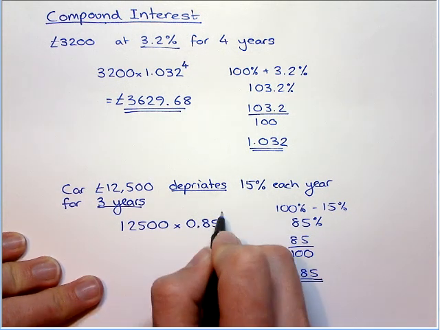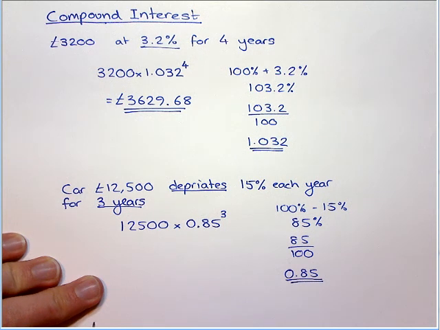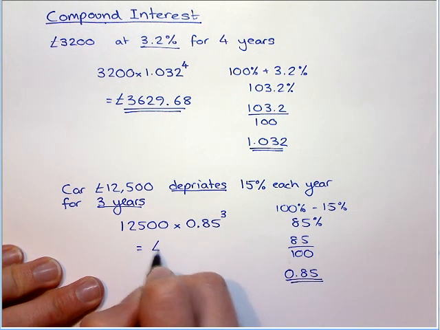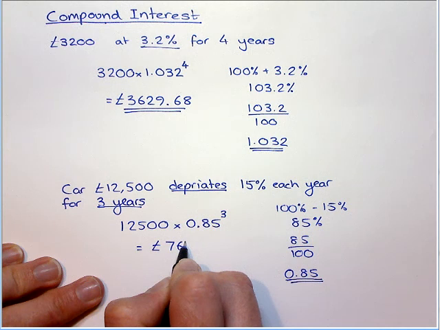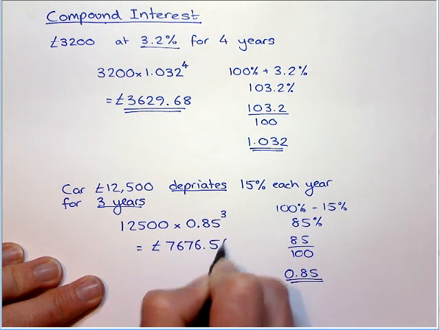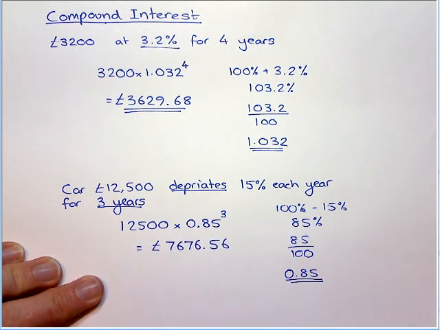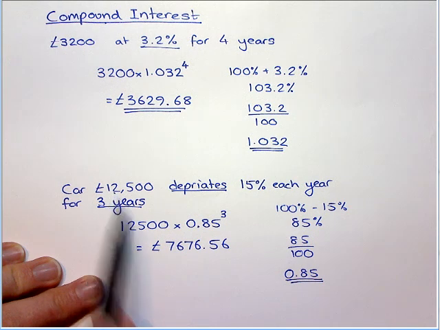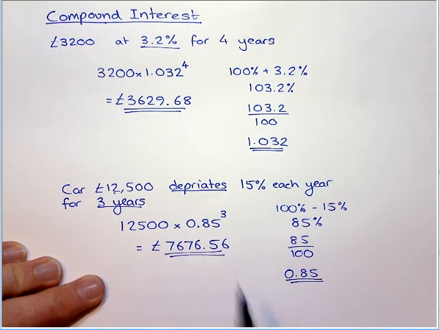However, it's much easier to put it to the power of 3. And when you type that in, you would get £7,676.56. So in 3 years, it goes from this to this.